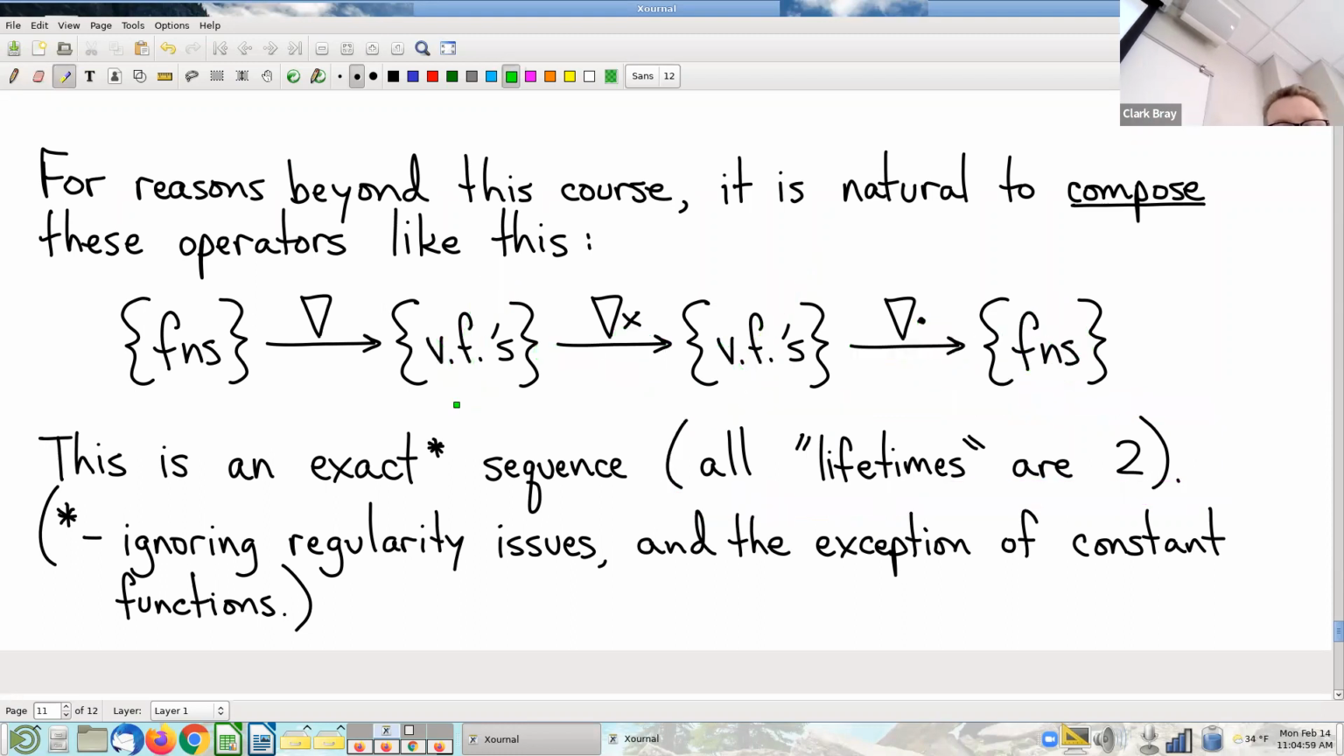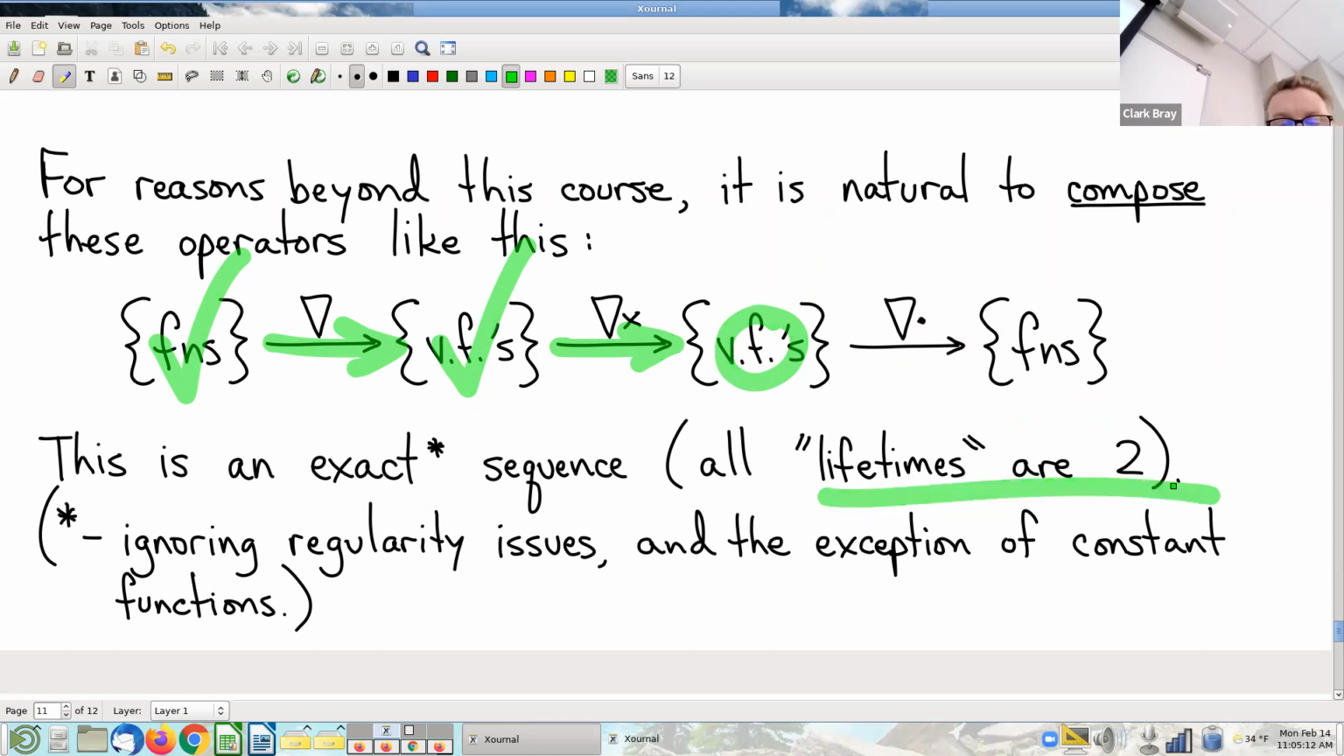Here's another example. If you have some function and you take its gradient, you get a vector field. Fine, no problem. If you take, however, the curl of that vector field, that curl will be 0 because the lifetime is 2. Cool.